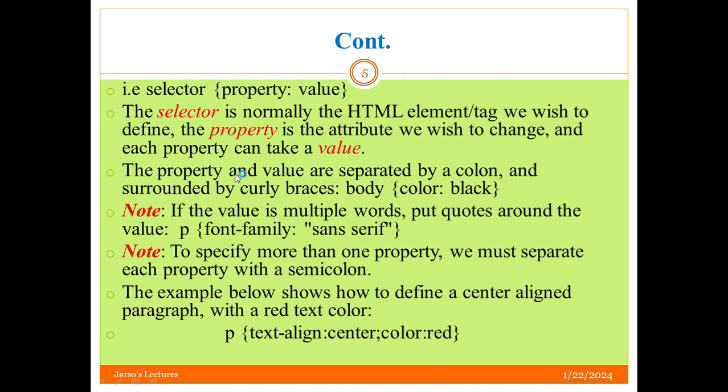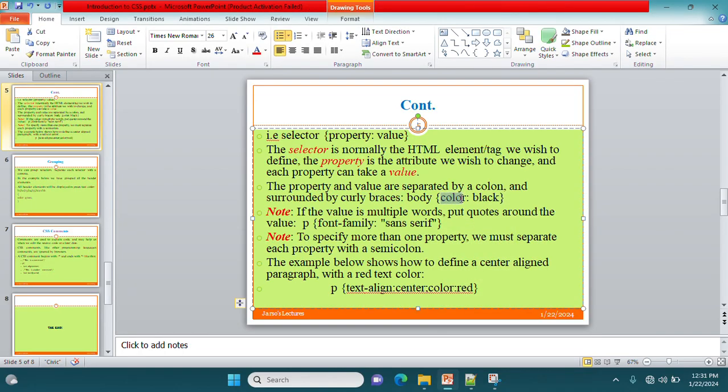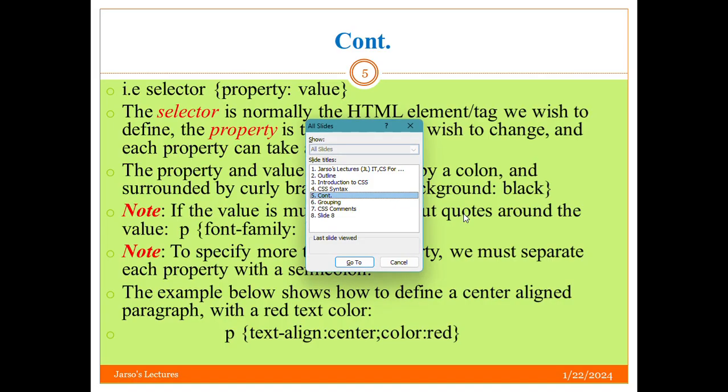Look, the property and the value are separated by a colon and surrounded by curly braces. Now this body is the selector, and within curly braces we have to define the property. Color is the property, and black is the value. Black is the value, mostly in the case of body. If I use it as background, it is good. Body background.